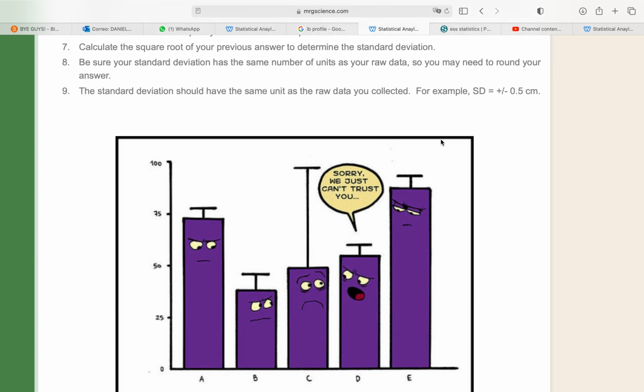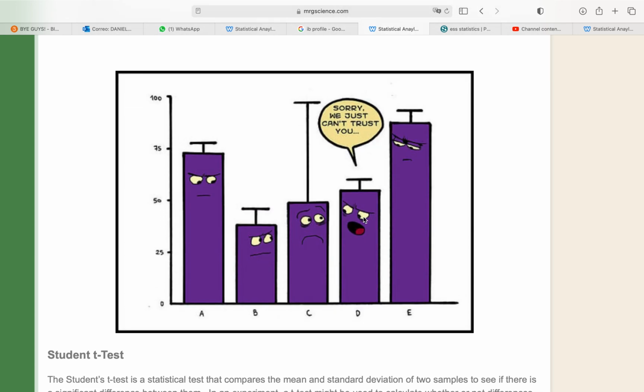Okay? So what can you tell me about this picture? We have different bars here, right? This is a graph. We have the y-axis, the x-axis, and we have different data. This is the mean of that data, almost 75. Here, 20, it could be 35, something like that, almost 50.